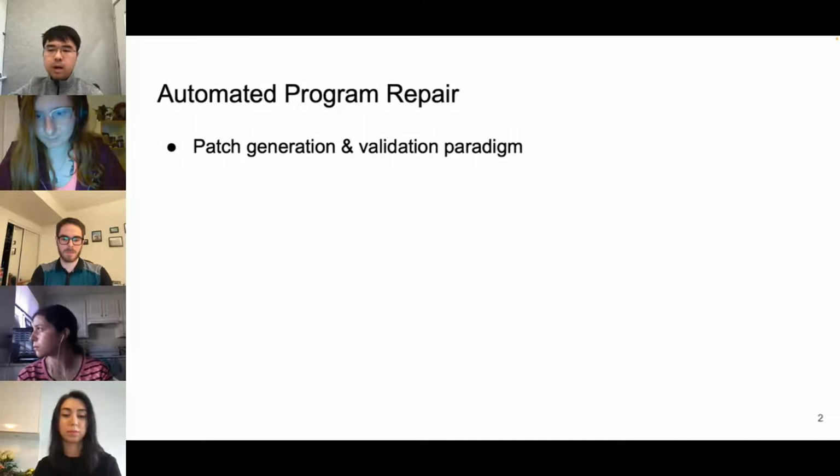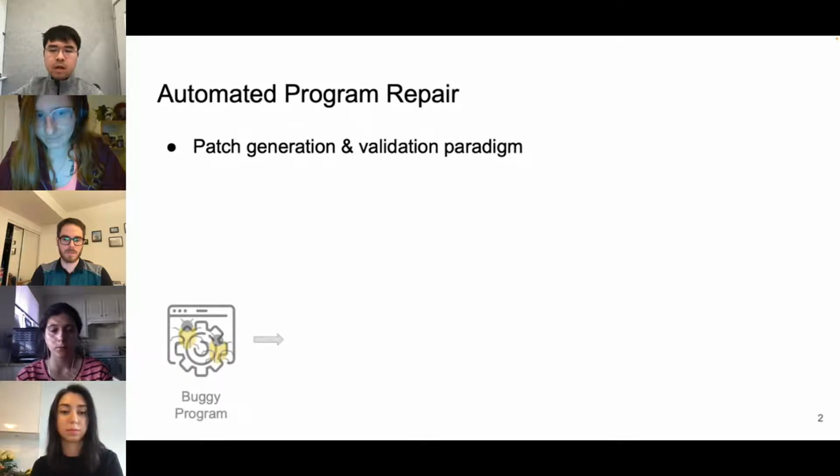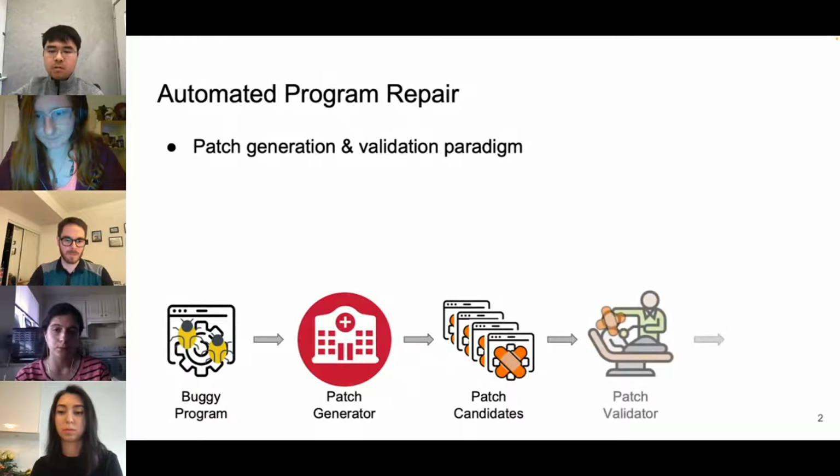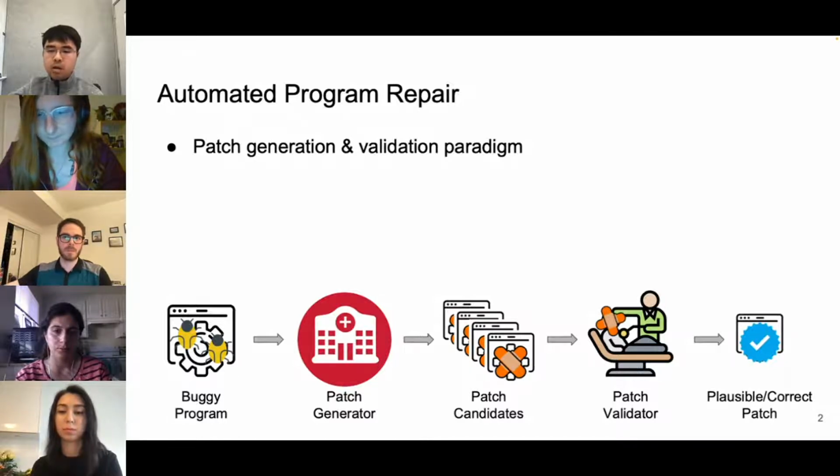And here we prepared a diagram to demonstrate the general workflow. So the APR takes a buggy program as input. Then it analyzes the program and generates patch candidates. In the next step, a patch validator checks the candidates and sends the plausible ones to developers to manually check their correctness. And here, plausible means the patches which can pass validation.